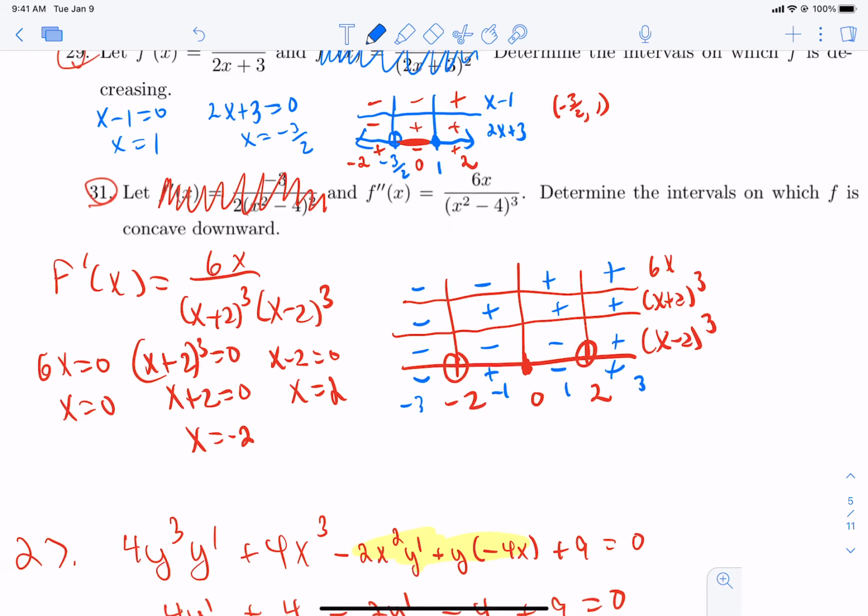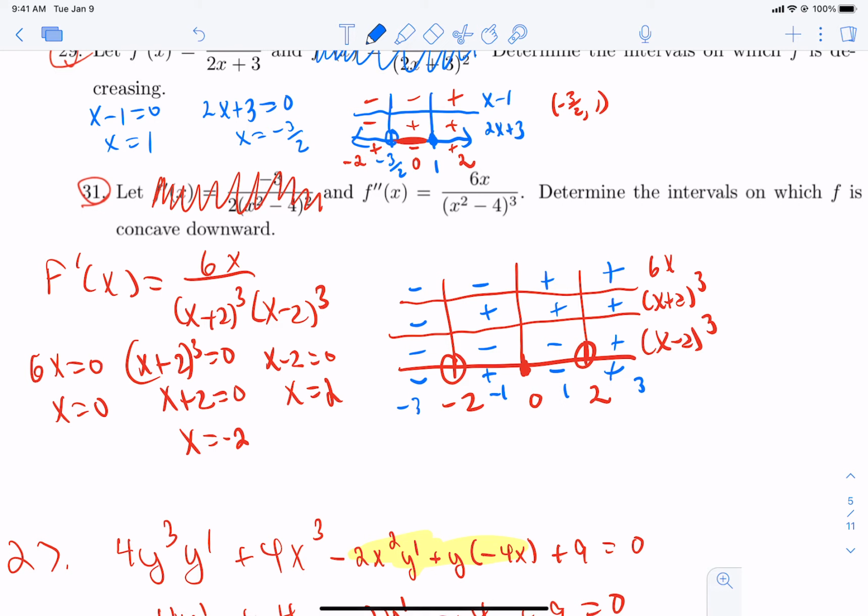Now remember, go back to the question. We want it concave down, which is where the second derivative is negative. So color in the negatives. And that's our answer. So it is concave down from -infinity to -2 and from 0 to 2.